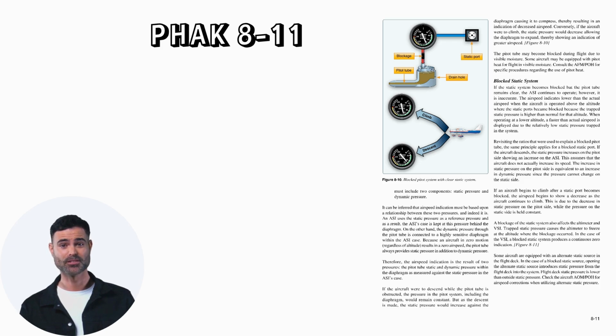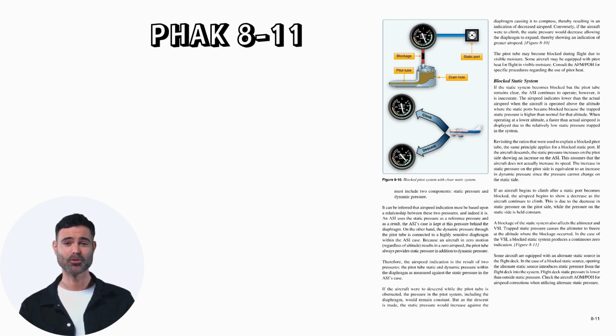An ASI uses the static pressure as a reference pressure, and as a result, the ASI's case is kept at this pressure behind the diaphragm. On the other hand, the dynamic pressure through the pitot tube is connected to a highly sensitive diaphragm within the ASI case. Because an aircraft in zero motion, regardless of altitude, results in a zero airspeed, the pitot tube always provides static pressure in addition to dynamic pressure. Therefore, the airspeed indication is the result of two pressures: the pitot tube static and dynamic pressure within the diaphragm, as measured against the static pressure in the ASI's case.